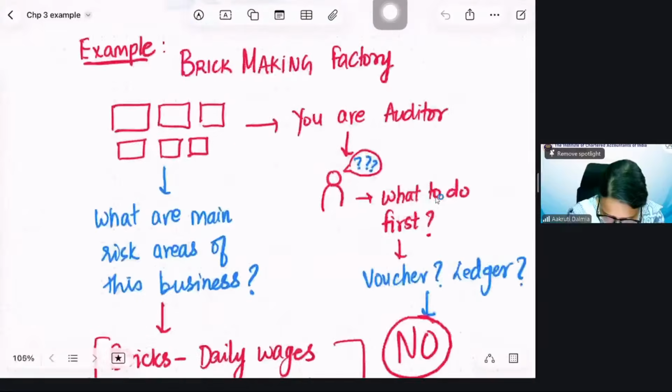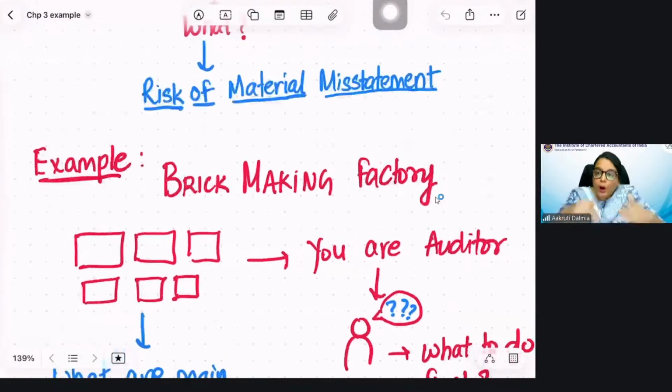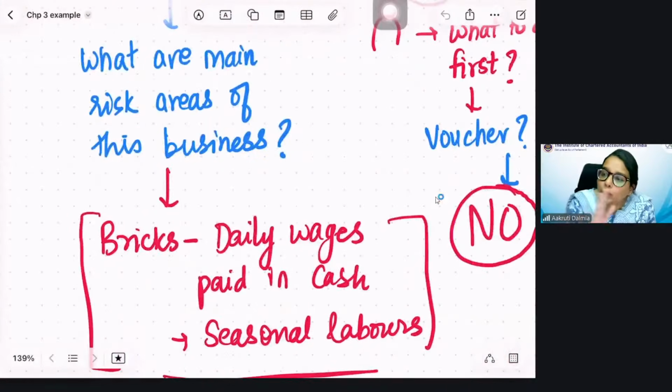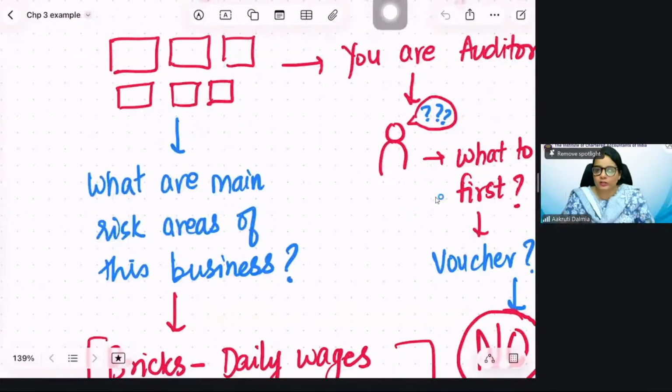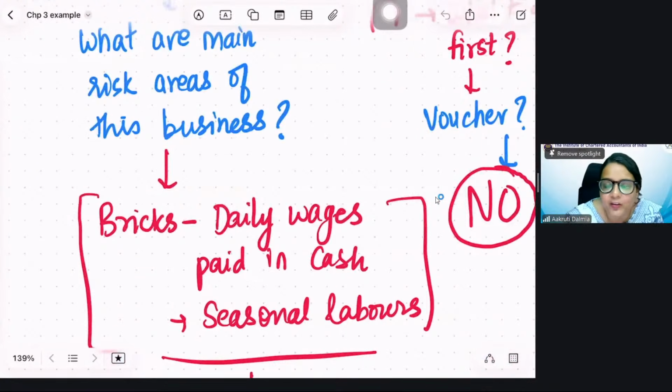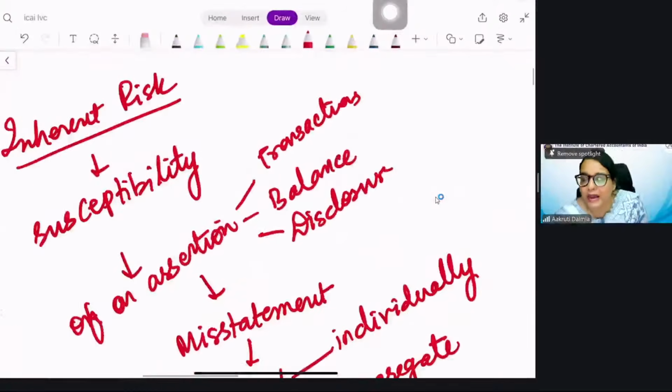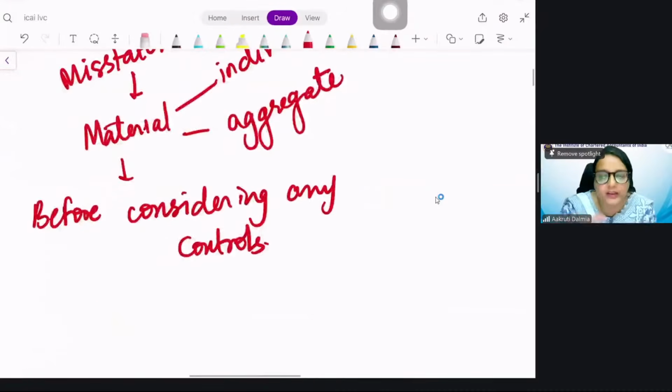Now, if you remember our answer question, this Mr. Chintu ji, in a brick making factory, there is a possibility that there will be problems in daily wages and seasonal labour. Is it proven that this problem is there, or are you only considering the possibility because you know the nature of business? You know what happens in a brick making factory, and hence you think there is a possibility of misstatement in daily wages. So you are considering that there is possibility of misstatement that can be material in some transaction, balance or disclosure, which may be material individually or in aggregate before considering any control system.